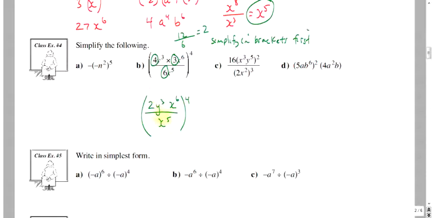Now, can I simplify any more in these brackets? You probably want to do it. X to the 6th over x to the 5th is same base, subtract because I'm dividing, 6 minus 5. Well, that's a lot nicer. Now take everything to the 4th power. What is 2 to the 4th power? 2 times 2 times 2 times 2 is 16. 3 times 4, y to the 12. 1 times 4, x to the 4.